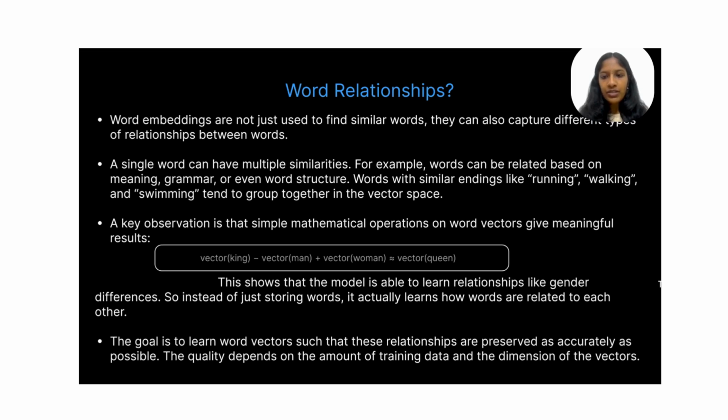So instead of simply storing the words, the model is learning how words are related to each other in a meaningful way. The goal, therefore, is to learn word vectors such that these relationships are preserved as accurately as possible. Of course, the quality of these relationships depends on factors like the amount of training data and the size of embedding vectors.